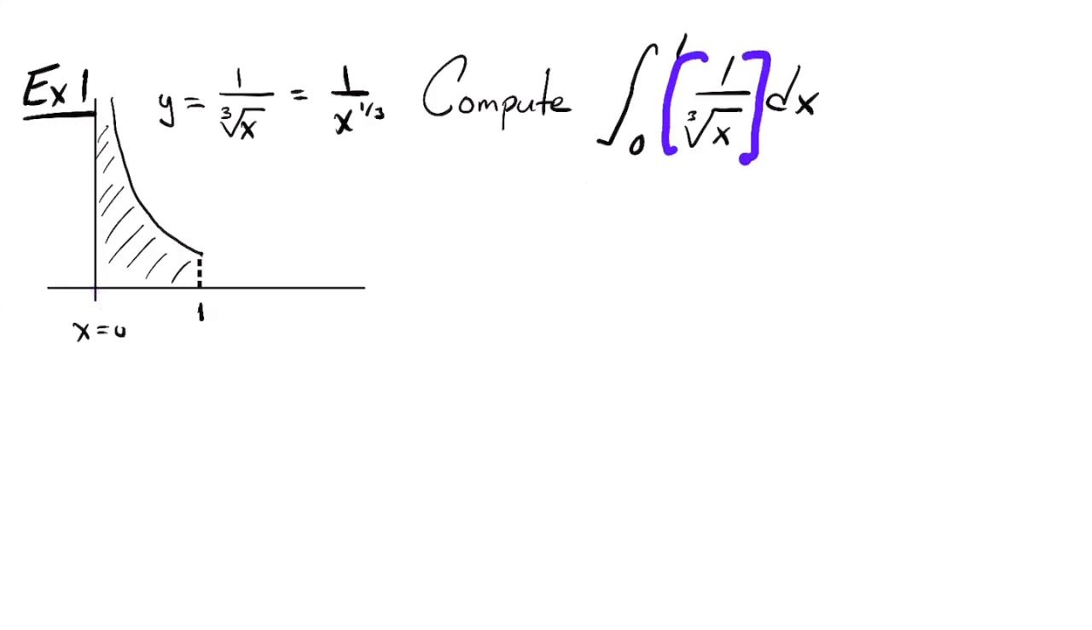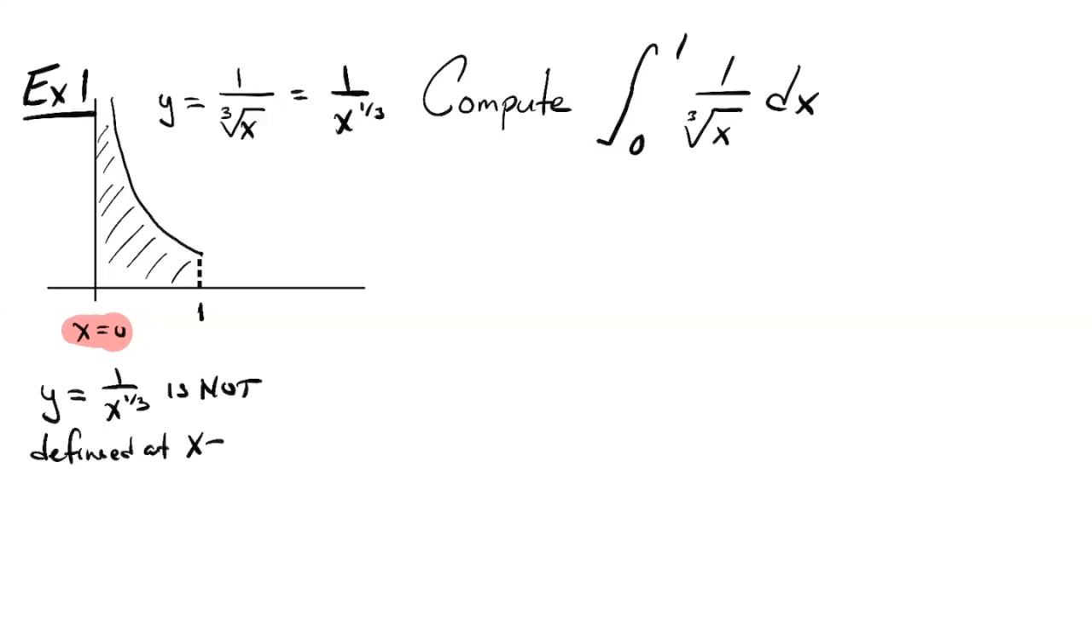It's not defined there. So way back in chapter 5, when we developed the definite integral, the Riemann integral, it was required that the function that we're integrating be defined and continuous for every value of x between the upper and lower limit of integration. And this function is violating that. This function is not continuous at x equals 0. So y equals 1 over x to the 1/3 is not defined at x equals 0. So this integral isn't defined.